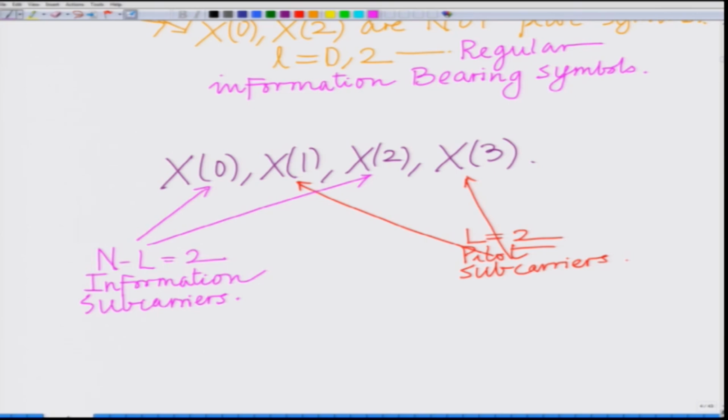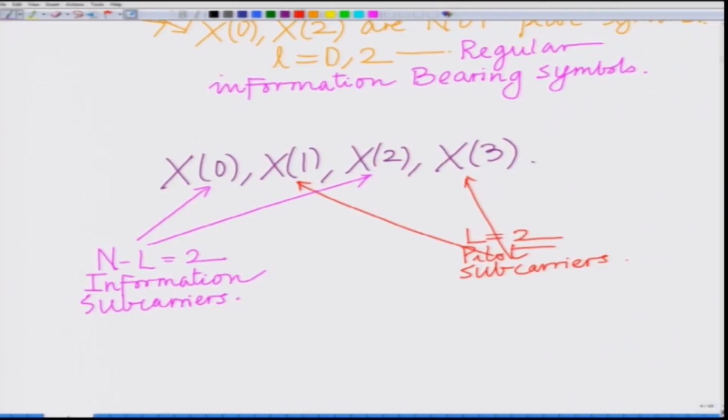These subcarriers are meshed, arranged like a comb. This is known as a comb type pilot arrangement, because not all the subcarriers are carrying pilot symbols. A few of them carry pilot symbols, that is x1, x3, and arranged in between them are the information subcarriers, that is x0 and x2. This is like a mesh or like a comb.